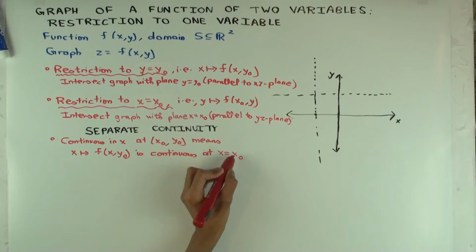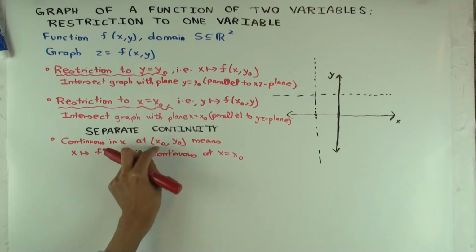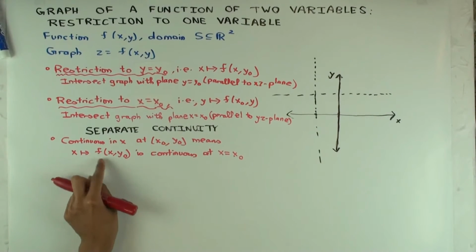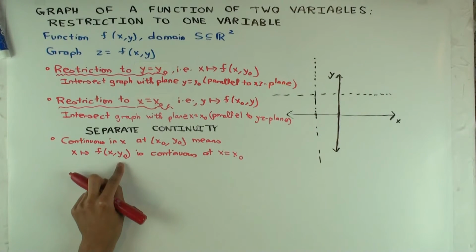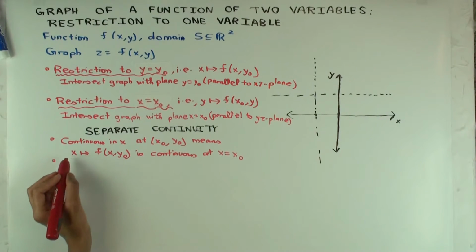So what I'm saying is this function of two variables is continuous in this variable at this point if the function of one variable you get by fixing the other coordinate is continuous at x equals x naught. Okay, so just a reminder, and similarly you can do continuous in y. I won't write that.